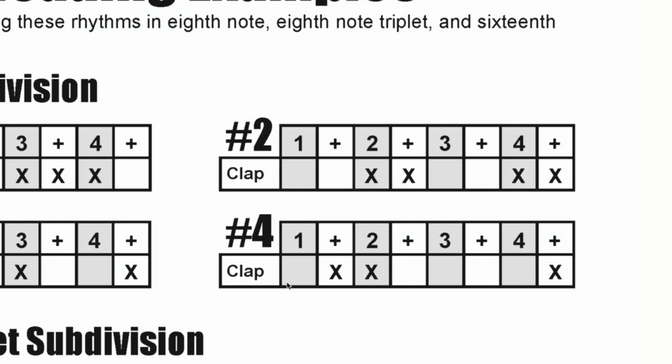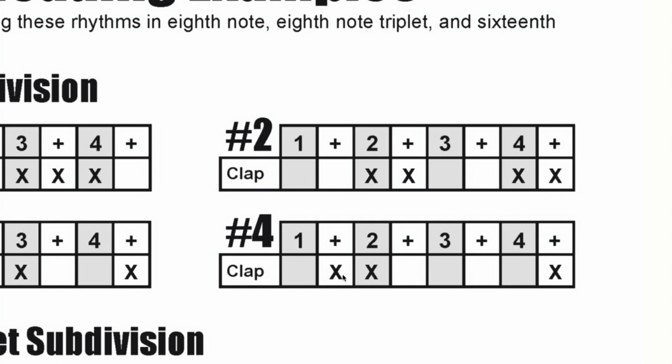Now I'm going to try that at a steady beat, but like super, super slow. 1 and 2 and 3 and 4 and. Okay, a little faster. 1 and 2 and 3 and 4 and.